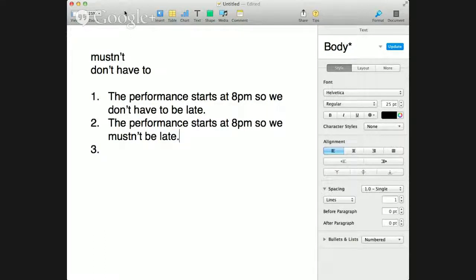Right, have a look at these two sentences. Which one is correct and why? Anybody know? Both are correct? Nope, sorry. Unfortunately not. Anyone like to guess?